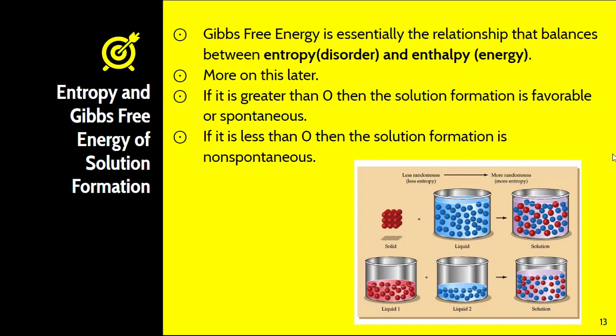But what you need to keep in mind for now is that if Gibbs free energy is greater than 0, then the solution formation is favorable or spontaneous. If it is less than 0, the solution formation is non-spontaneous and therefore is less likely to form. So if delta G is greater than 0, the solution is more likely to form because it is a spontaneous process. If it is less than 0, then the solution formation is non-spontaneous or very unlikely to actually happen.